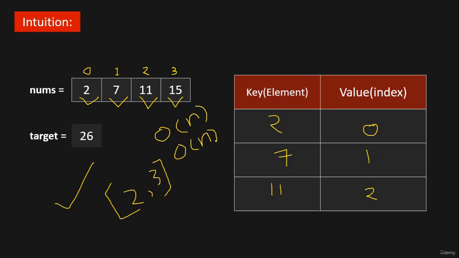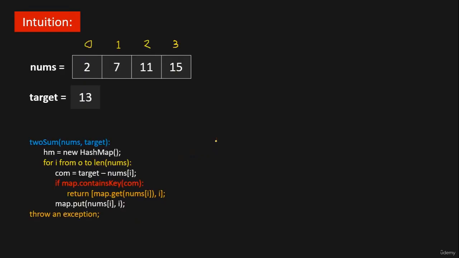For better time complexity, we can trade off our space complexity. Now let's see how we can implement the solution using pseudocode. Alright, this is our pseudocode implementation. We have this function TwoSum. It takes an array and target. Then we construct a new hash map. Then we're going to run a loop from left to right of this array.